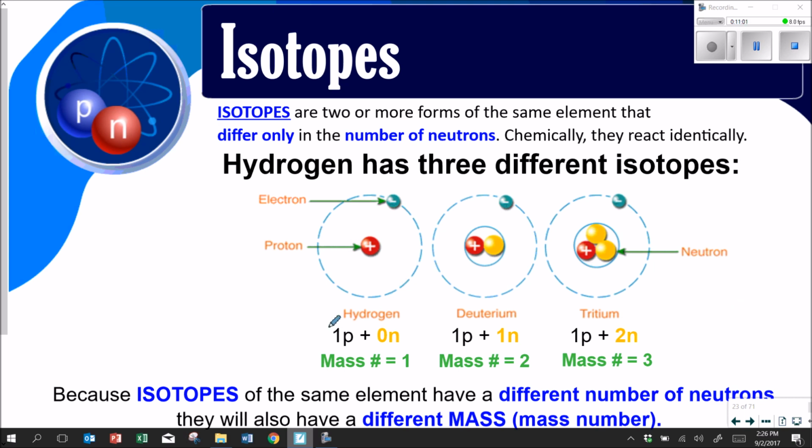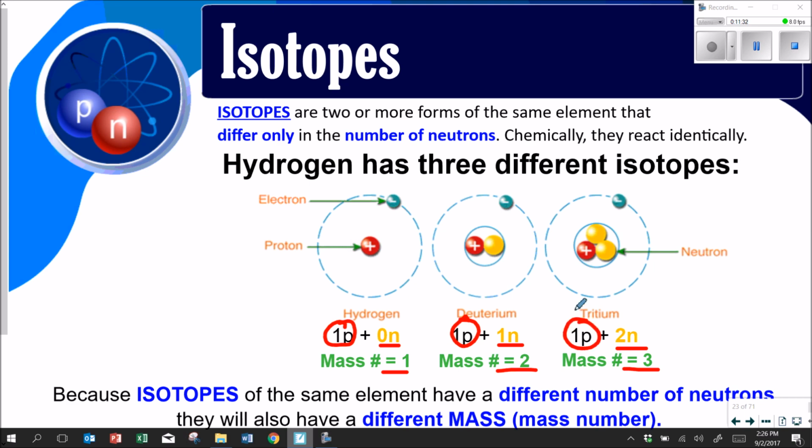We have the first hydrogen isotope with 1 proton and 0 neutrons, so a total mass of 1. Then we have deuterium with 1 proton and 1 neutron, so a total mass of 2. Finally, we have tritium with 1 proton and 2 neutrons, a total mass of 3. Note that the number of protons in all 3 isotopes stayed 1.